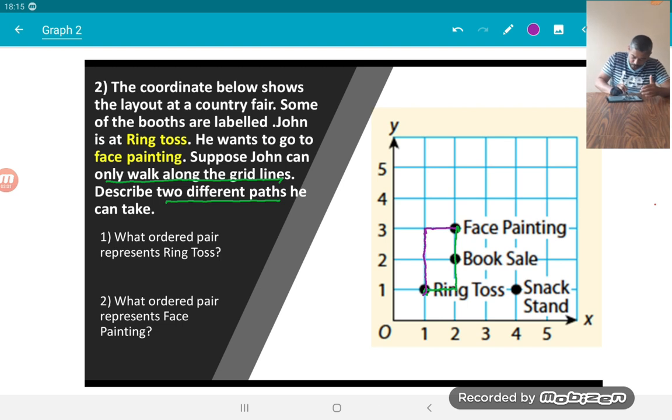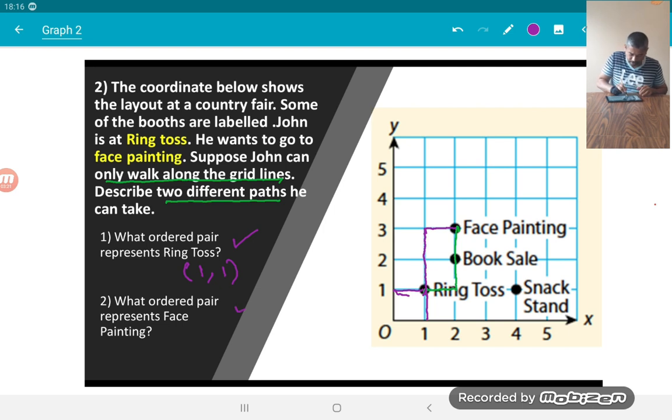Now there are some more questions. Number 1. What ordered pair represents ring toss? Can you find the ordered pair of ring toss? That is 1 and 1. Okay, so we get 1, 1.